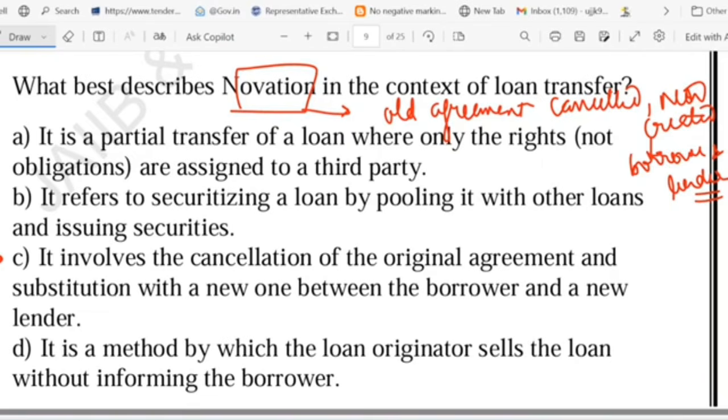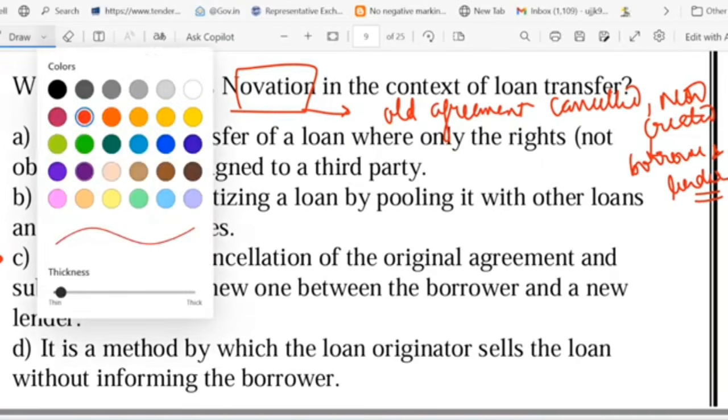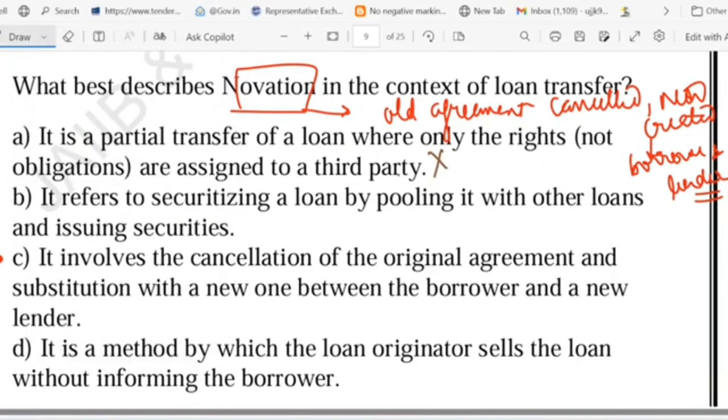So let's go through each and every option. Option A says that it is a partial transfer where only rights are assigned. What do you think about it? No, this is wrong. Why? Because this is a kind of assignment, not novation. In assignment, the new party only gets benefit, not responsibilities.